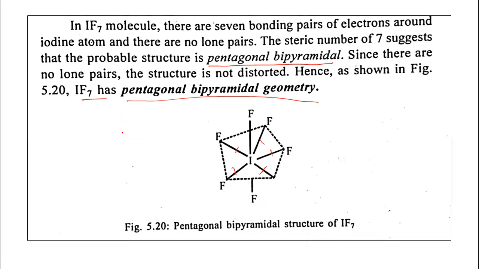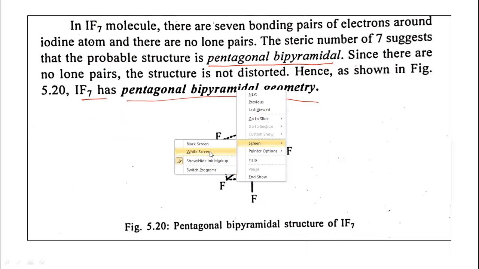So let us summarize the structures of interhalogen compounds. First one, XY type. Example: ICl, iodine monochloride. It has a steric number equal to 4. How is it equal to 4? The number of bonding pair electrons is 1 and the number of lone pair electrons is 3. So it is equal to 4.